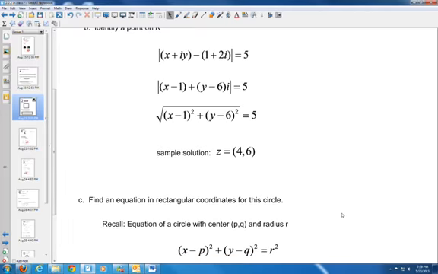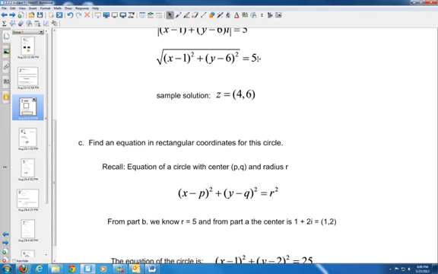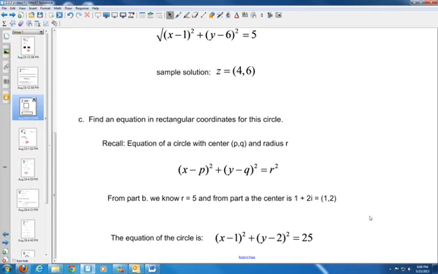Lastly, the question is to find an equation in rectangular coordinates for this circle. Well, you should recall that the equation of a circle centered at (p, q) with radius r is given by (x minus p) squared plus (y minus q) squared equals r squared. So in our case, from part A, we know that the radius is 5. That's the distance away from the center. And from part A, we know that the center was 1 plus 2i, which of course we can represent as (1, 2). Hence, the equation of this circle is given by the formula here.